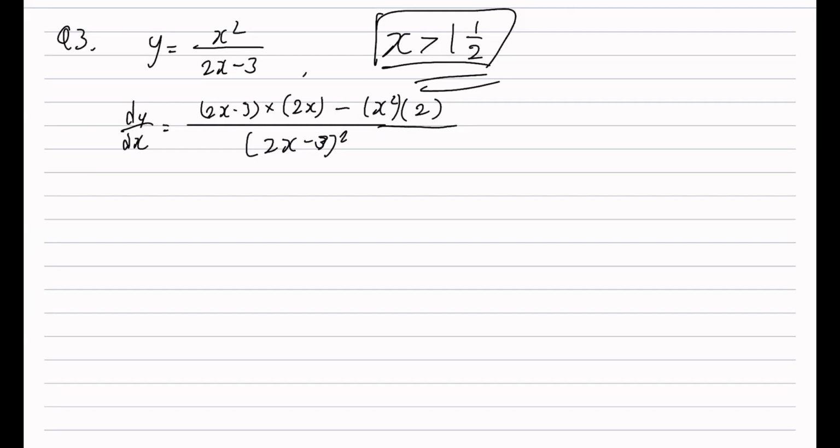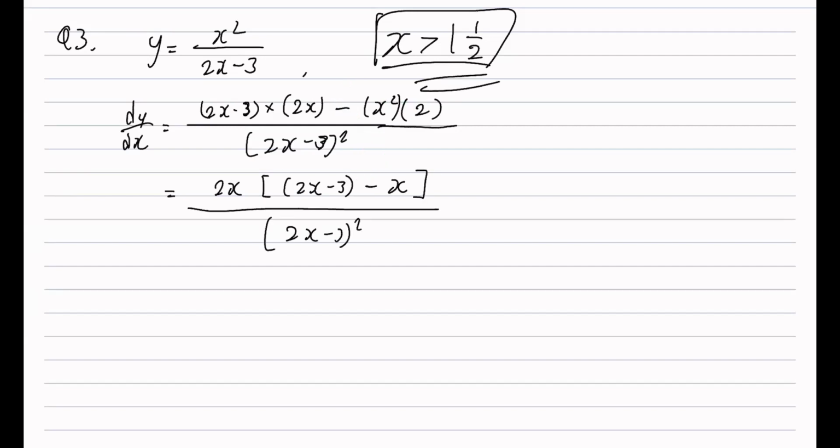Following? Okay, moving on. Now I can factor out 2x. Can you see I can factor out 2x straight away? 2x taken out, I get 2x minus 3. 2x taken out, I'm left with just an x. But there's a minus in the front, so I bring it down, over 2x minus 3 bracket square. Simplify a bit, we get 2x minus 3 minus x, which is x minus 3.